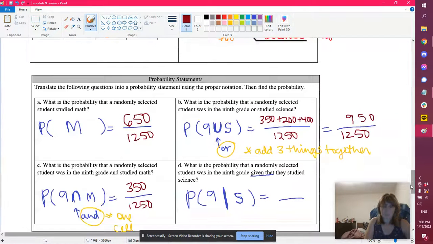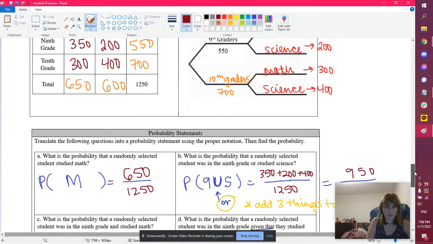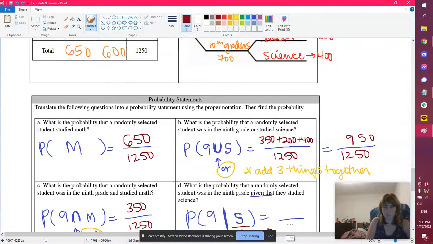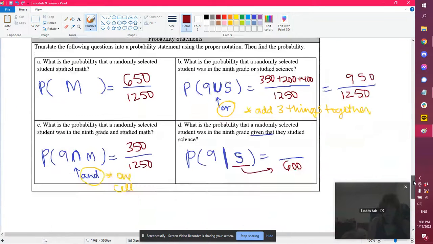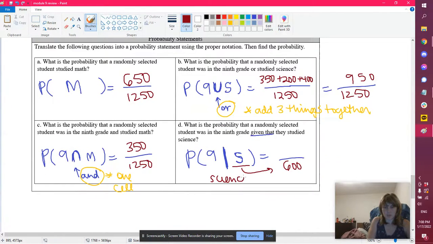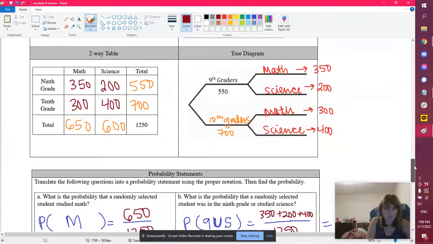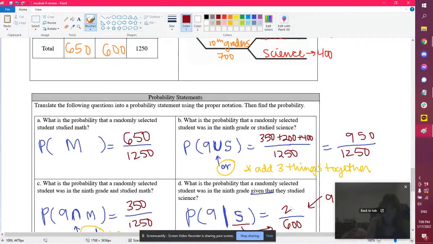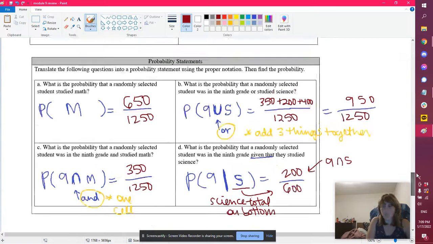All right, last one. What is the probability that a randomly selected student was in the 9th grade, given that they studied science? The given that changes the total into the science total. So again, this tells me I need science total on bottom. And this tells me I need 9th and science on top. So who's in ninth grade and studied science? There's 200 of them. So this is going to be 200 over 600.